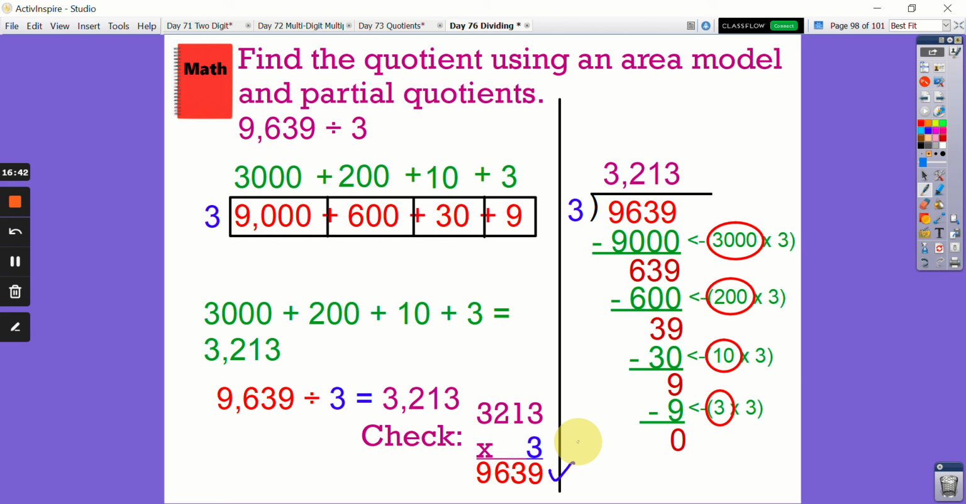Remember, if you check and you don't get what you should, do you just move on? Hopefully not. Go back and figure out what went wrong. So something either went wrong with your division or something went wrong with your checking. If they don't match, figure out what went wrong.